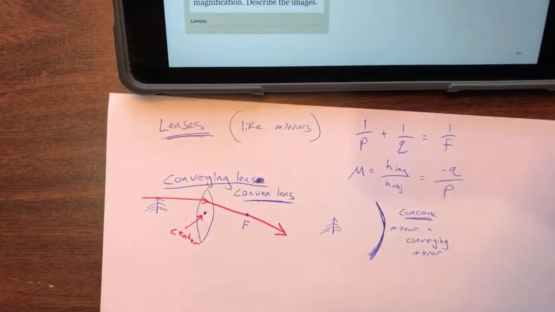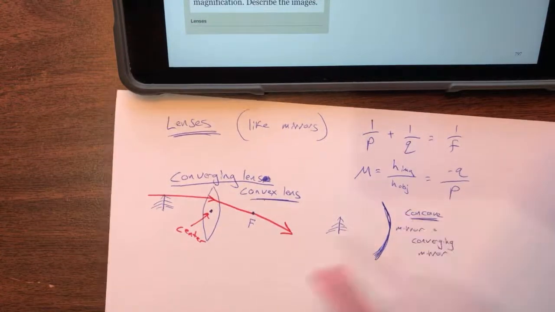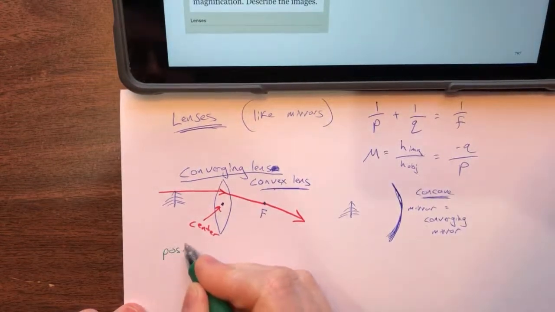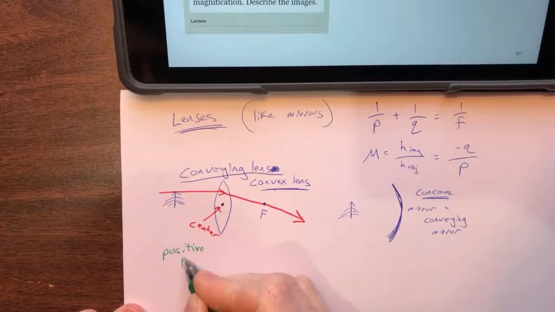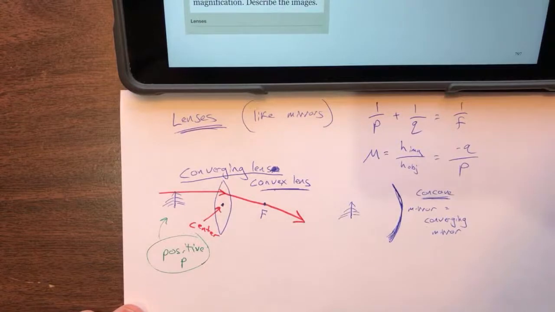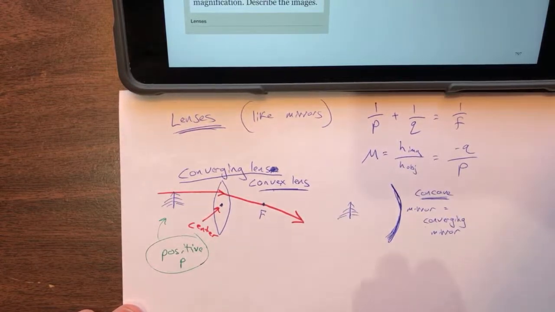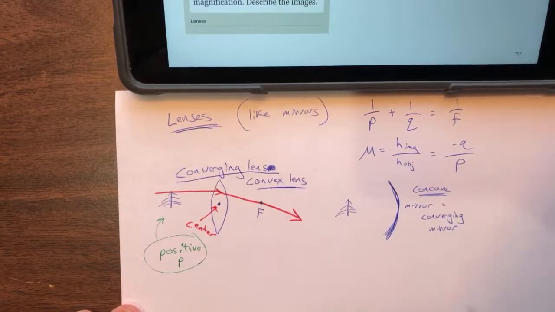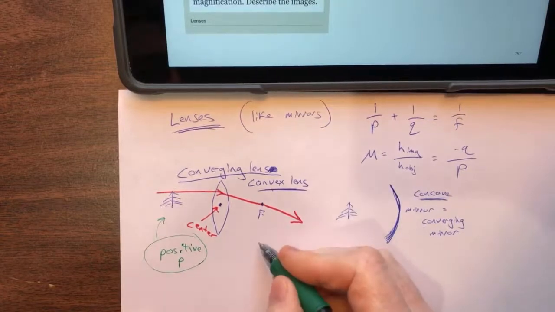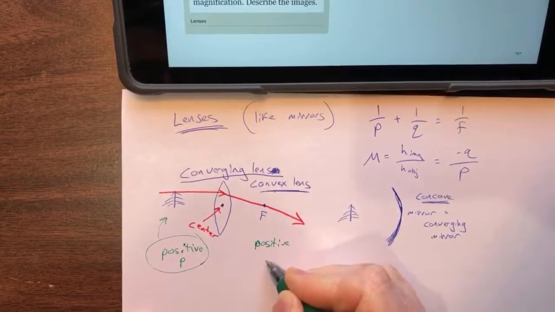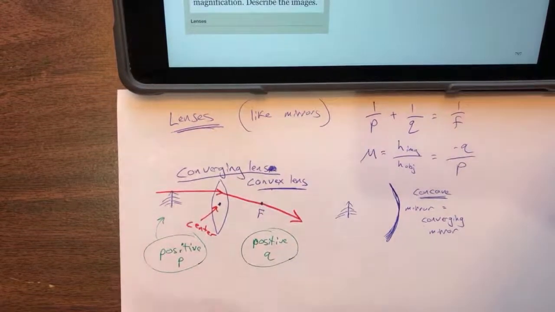And so what you're going to notice, unlike the mirrors, and this is what's super important to keep in mind, this over here is positive P. P is always positive because that object is going to be a real object. You don't have a virtual object. Virtual objects are not real. That's the whole point of something being an object, right? But your image can be virtual or real. And so over here, this is going to be positive Q. So your Q is on the other side of the lens.